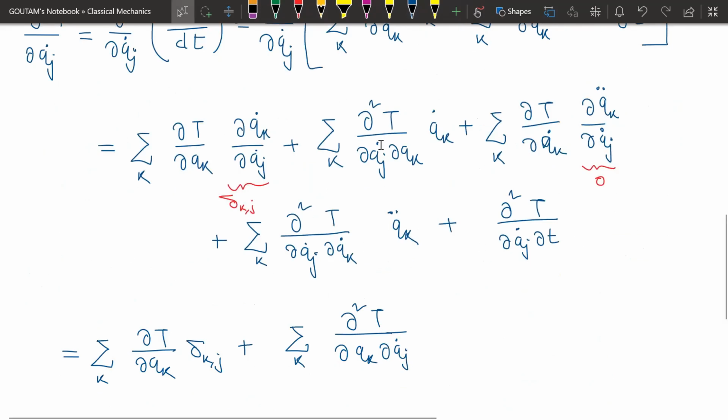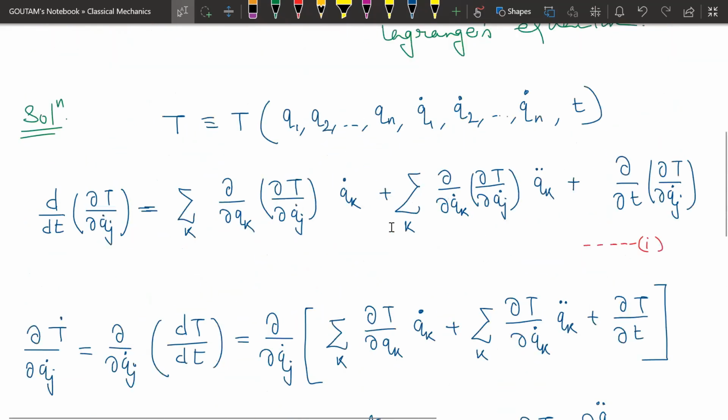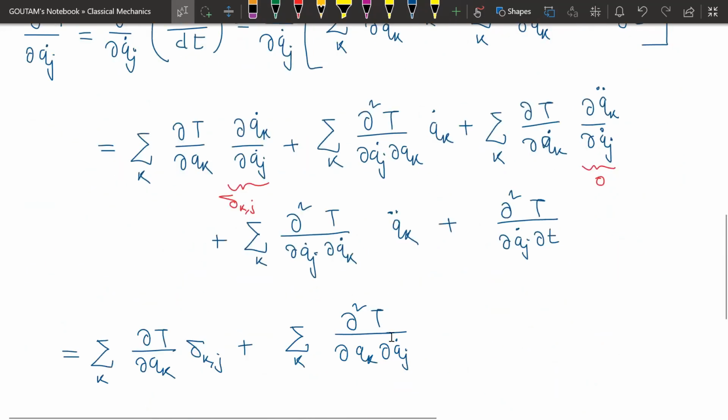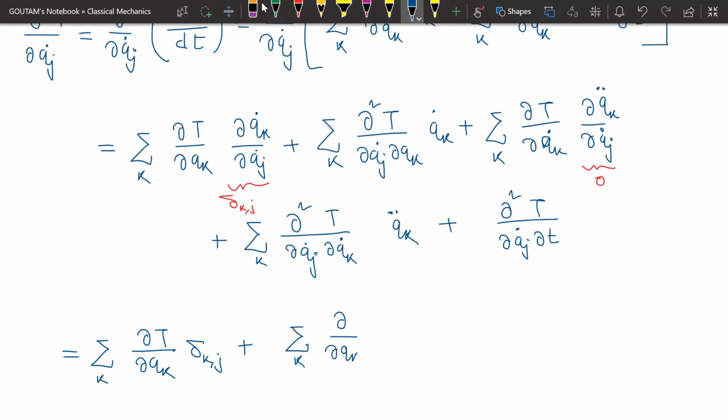So we are interchanging these two terms because partial derivatives are commutative. We can interchange them, right? And this means del qk of del t del qj dot. So we can write it this way also. It means del qk of del t del qj dot times qk dot plus.